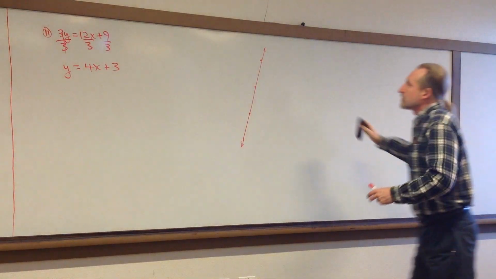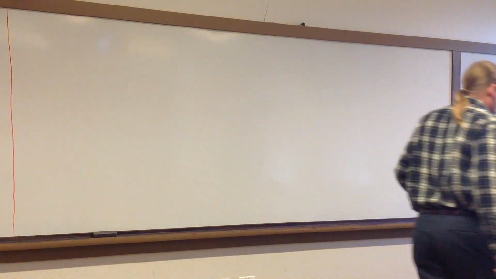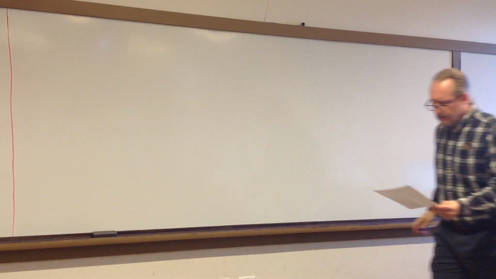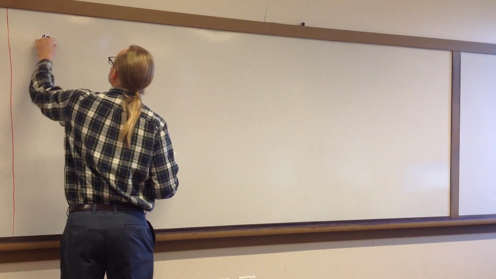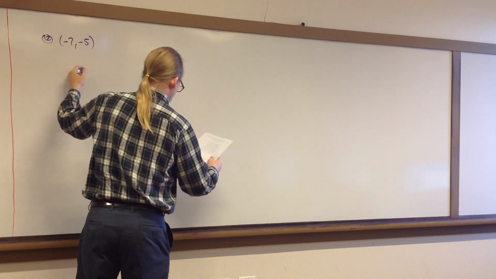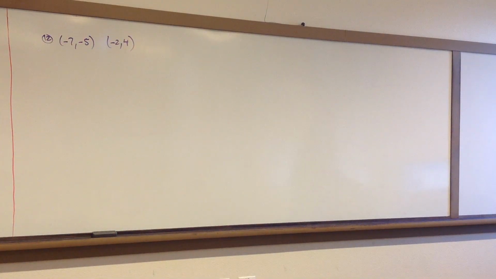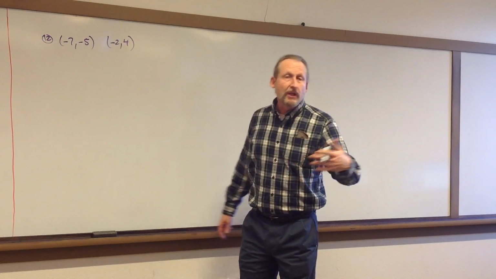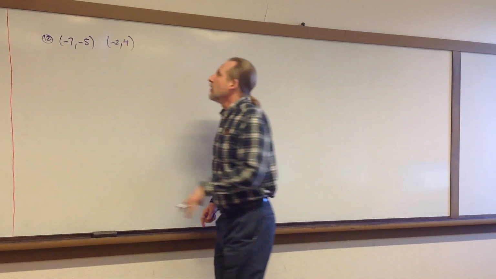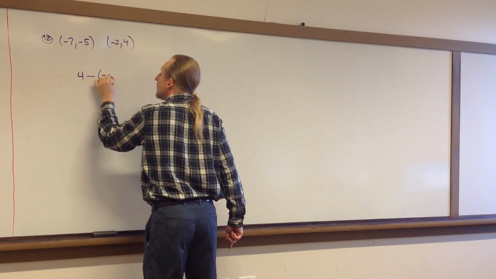All right, let's look at the next problem here. Okay. Problem 12. We want to find the equation of a line in slope-intercept form that passes through these 2 points, (-7, -5) and (-2, 4). Okay? Well, the first thing we need to do here is find out what's the slope of the line that passes through these points. The slope formula is going to be on the formula page. So we need to do y2 minus y1. So let's say I'll go 4 minus -5.